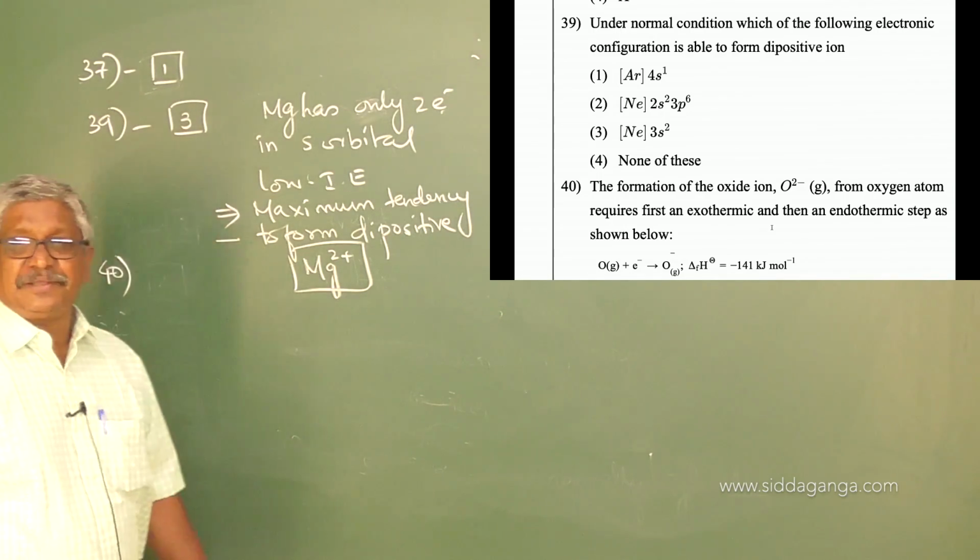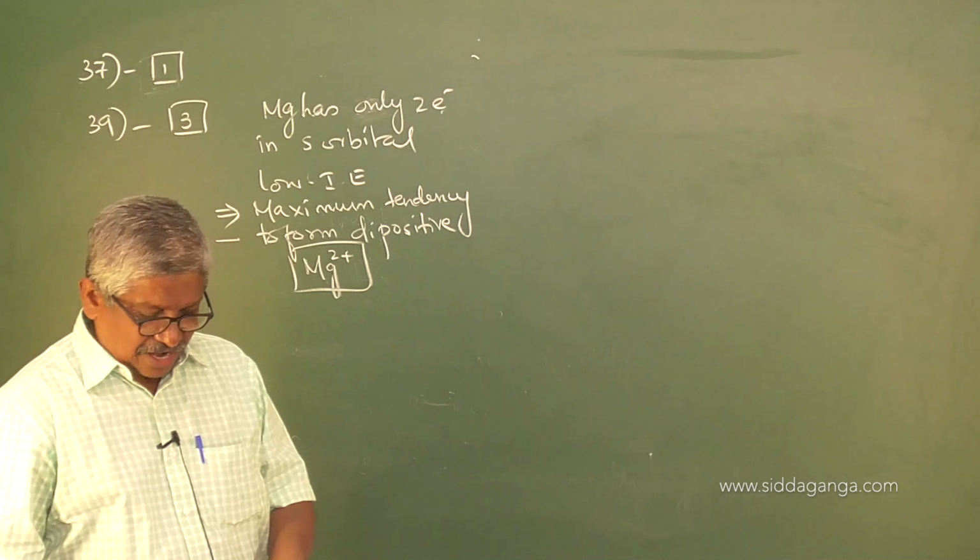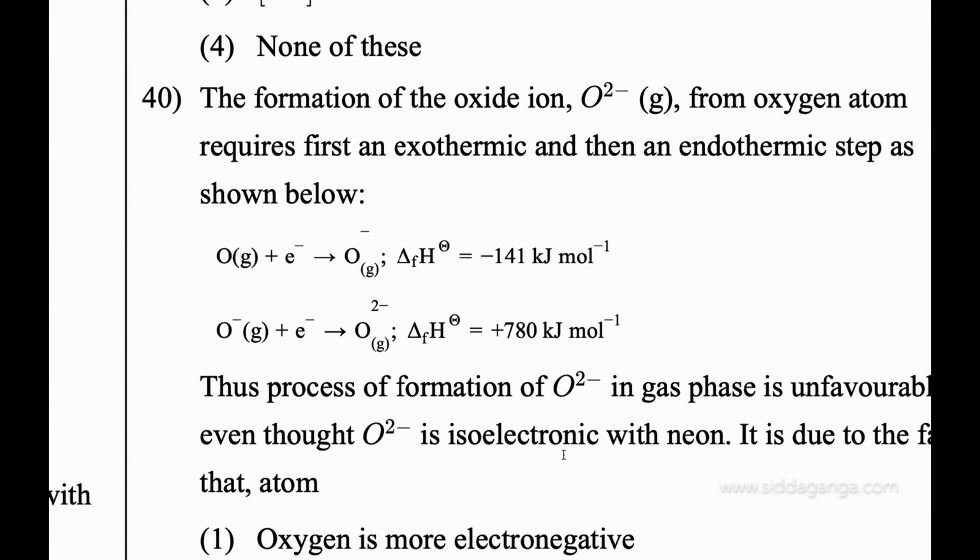Question number 40. The formation of oxide ion. Oxide means oxygen, atomic number 8. 2 minus means gaining 2 electrons. Total electrons become 10.